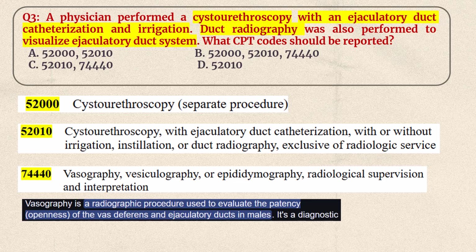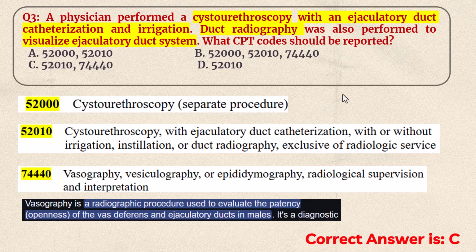Also when you see the 74440 code, that is vasography, vesiculography or epididymography, that's a radiological supervision and interpretation. In this case, you have to know that vasography is a radiographic procedure used to evaluate the patency, that is openness, of the vas deferens and ejaculatory ducts in males. So here in this question, it says ejaculatory duct system. It doesn't directly say vasography, but the ejaculatory duct system visualization is called vasography. So in this case, 74440 is also an additional code here. So the correct answer should be C.